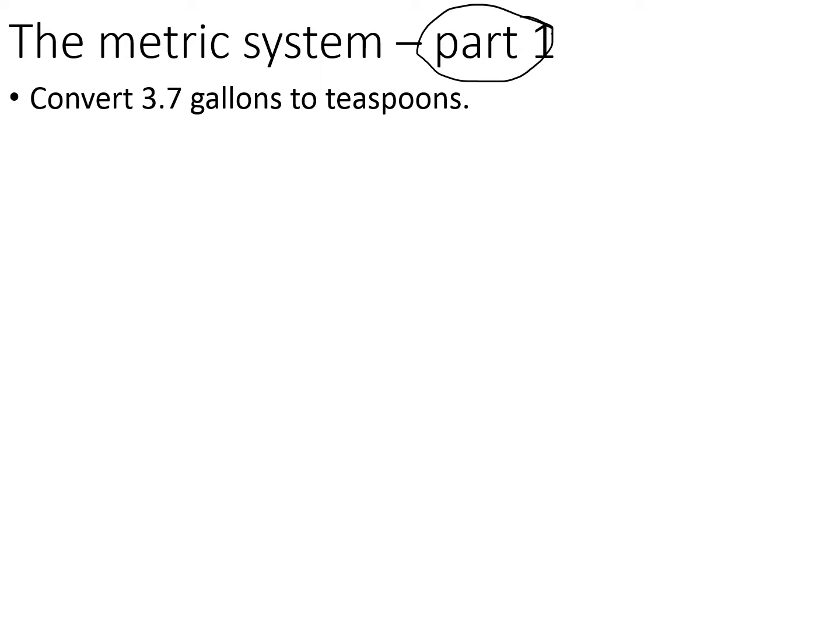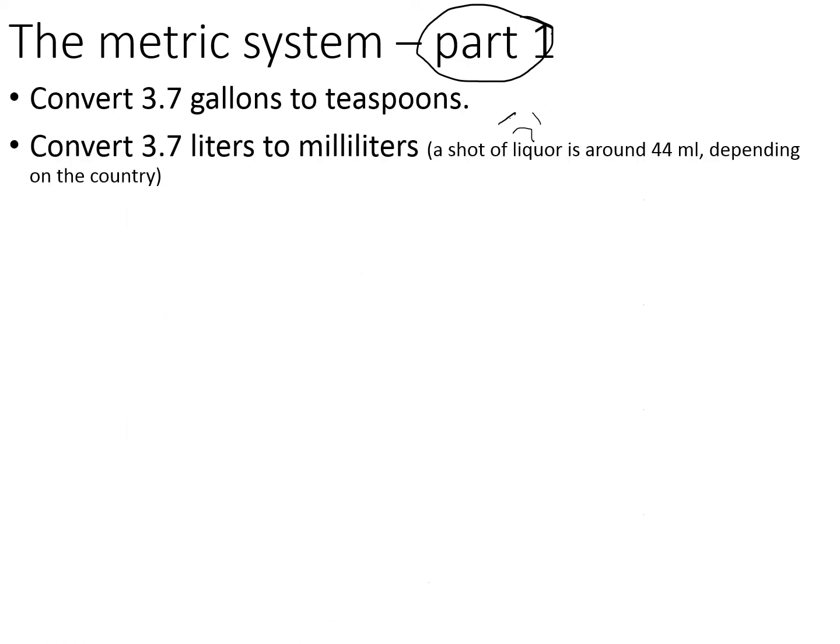So, can anybody do this? This is not the metric system, so that means we have a frowny face. 3.7 gallons to teaspoons. Well, guess what? I cannot do that. I do not remember how many teaspoons there are in gallons, and even if I did, I don't think I could do the math in my head anyway. How about this one? Convert 3.7 liters to milliliters.